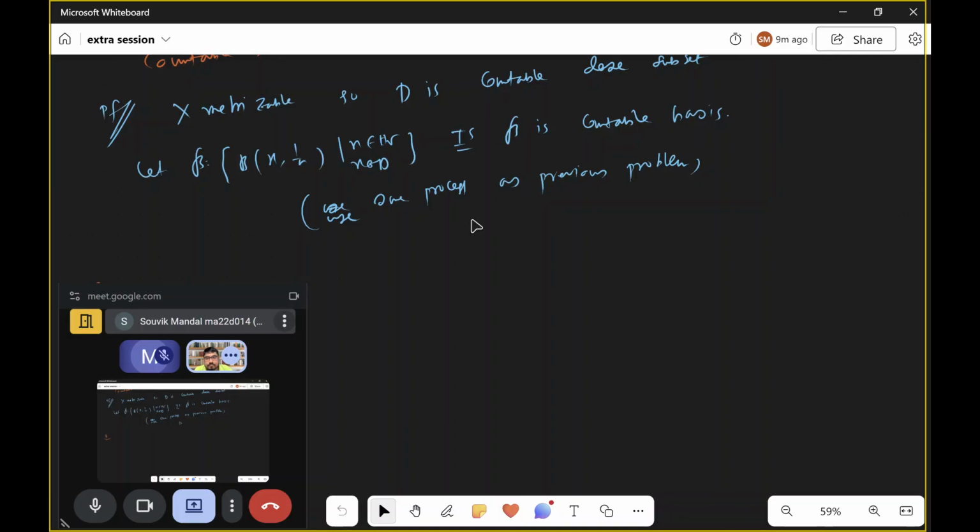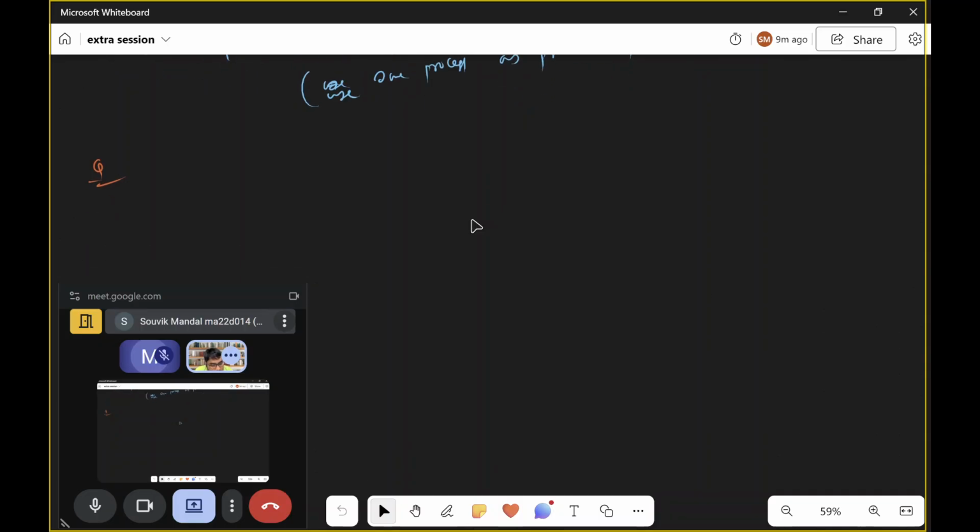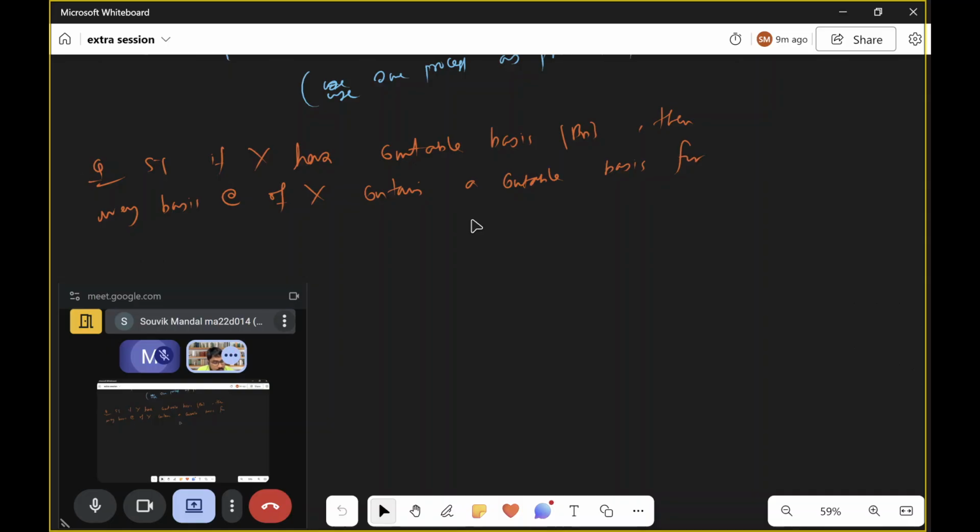Now the next question. Show that if X has a countable basis beta_n, then every basis C of X contains a countable basis for X. Okay, so try to show this.